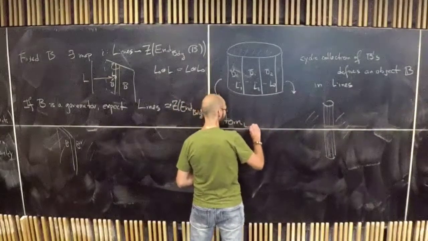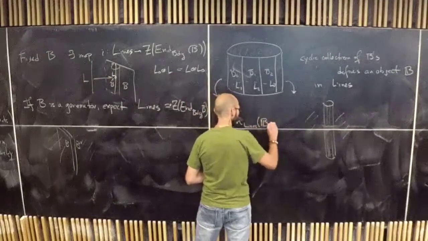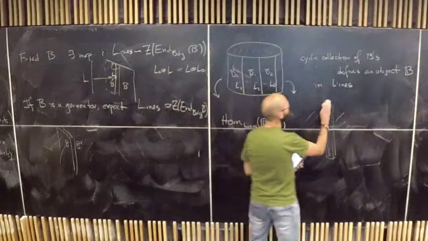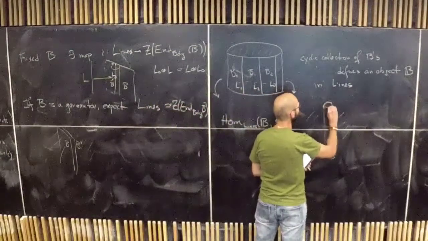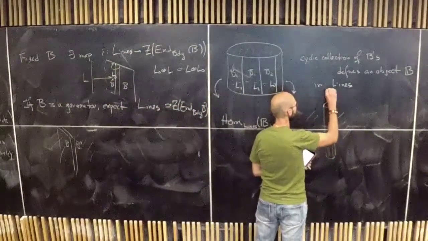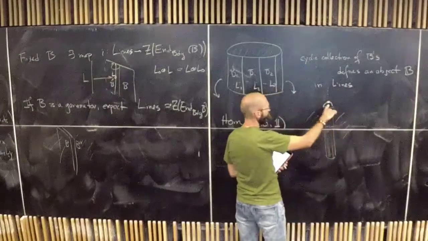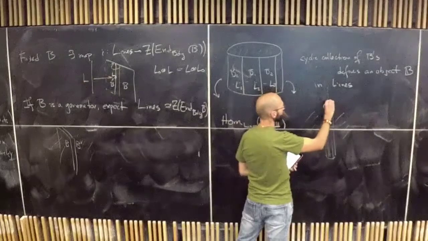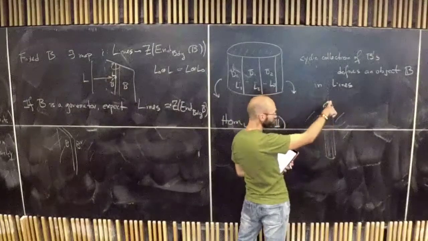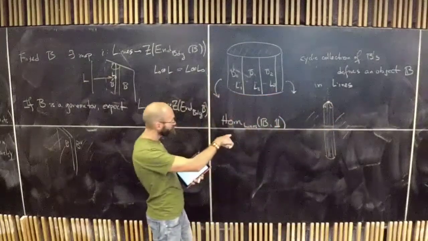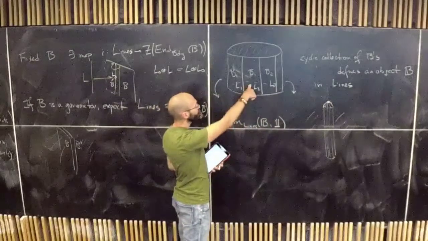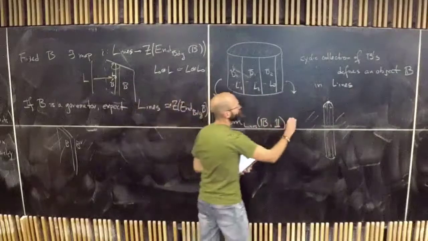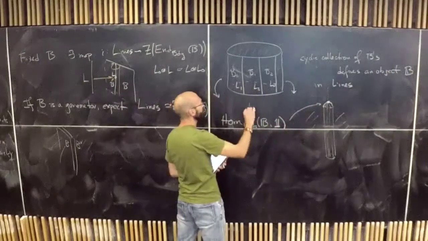So HOM in the category of bulk lines between B and the identity comes from looking at local operators at a cap. So this entire configuration caps off, and then there's a vector space of local operators there, and that's supposed to be the HOM. In physics speak, one would say this is the Hilbert space of, that's one definition, or it's the Hilbert space.